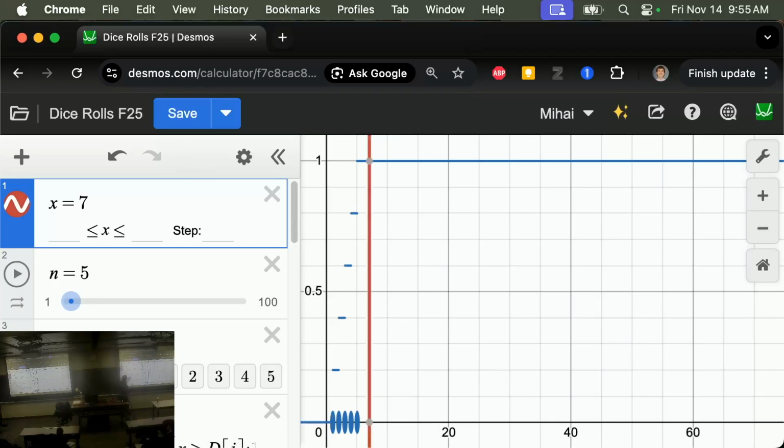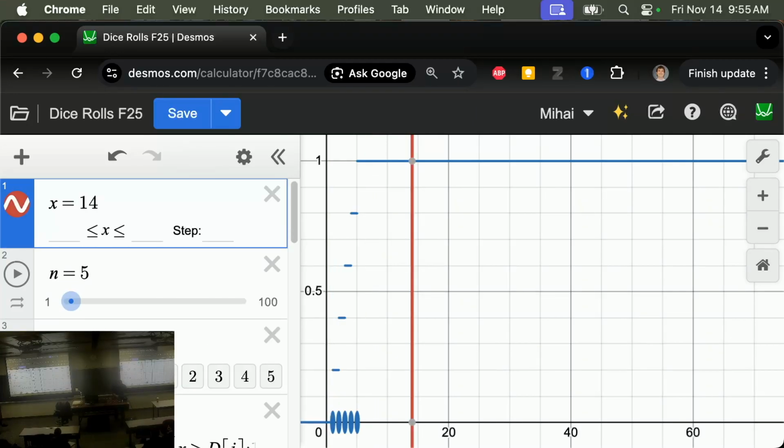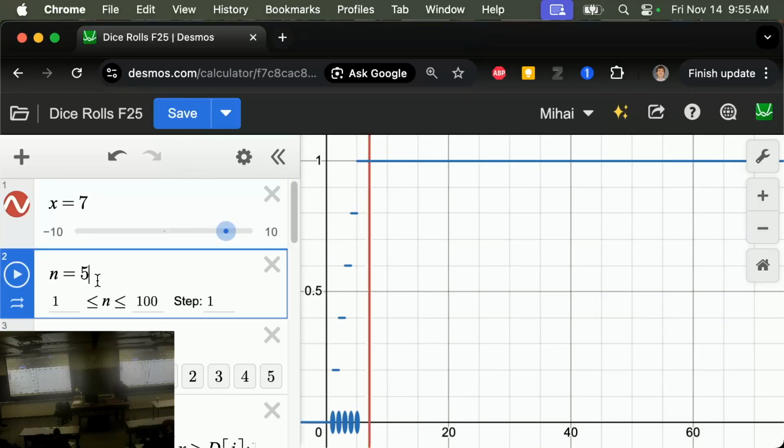Over here, when n equals 5, if you roll a 5-sided dice, what is the probability that the 5-sided dice is less than or equal to 7? It's 100%. But then for a 14-sided dice, no, I don't want to change x, I want to change n. What is the probability that a 14-sided dice is less than or equal to 7? That's 50%.